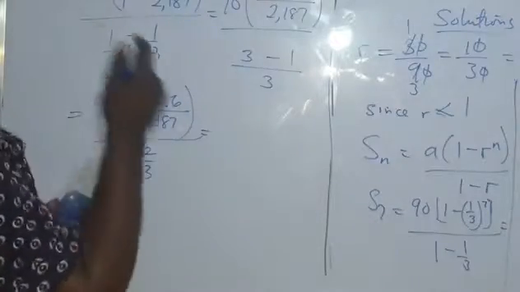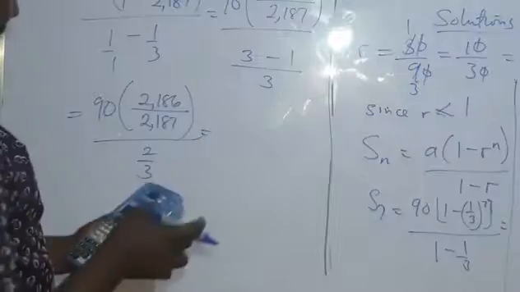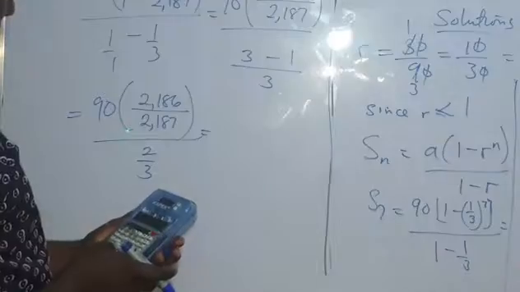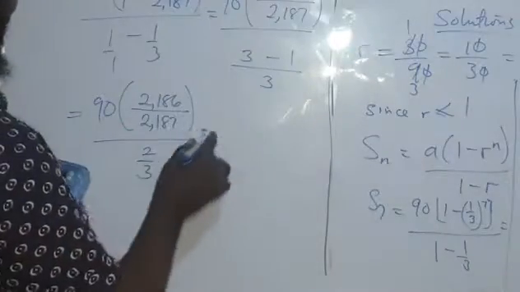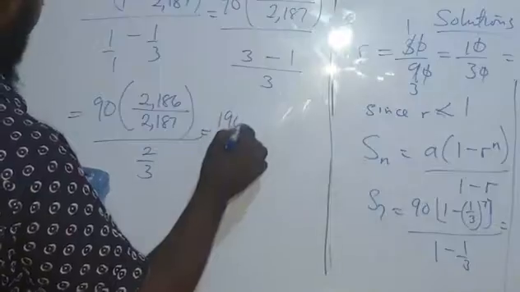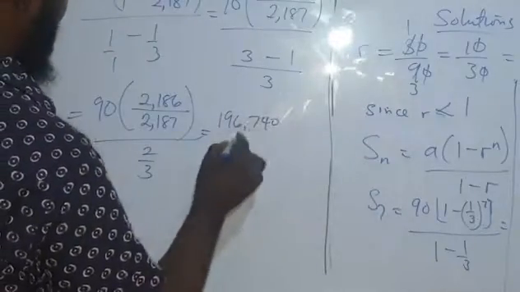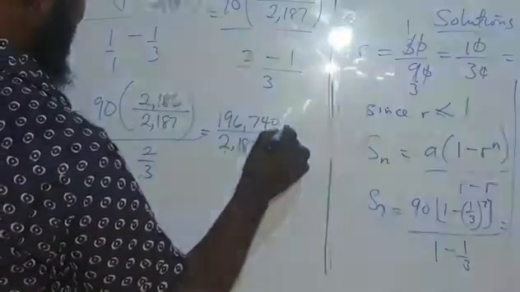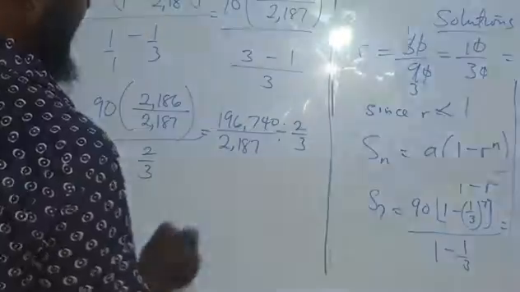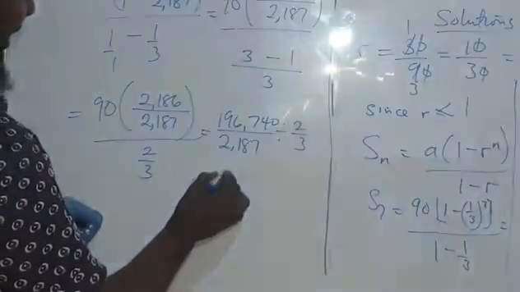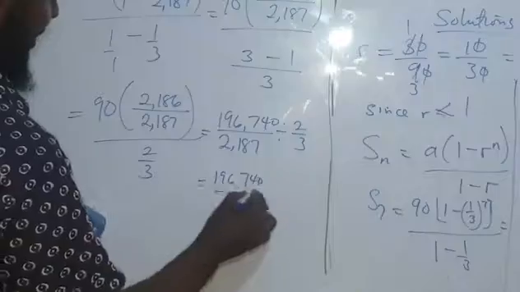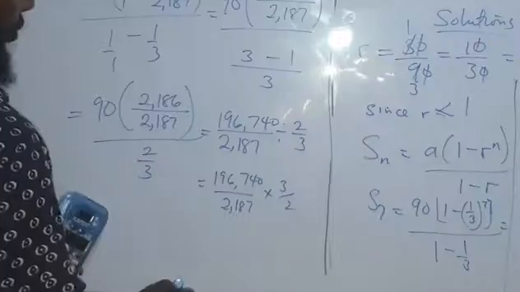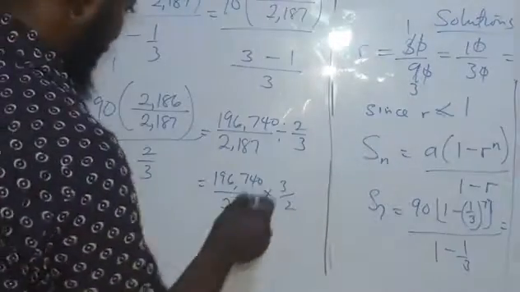Okay, so what we're going to do is this. Let's multiply this by this. So 90 times 2,186 gives us 196,740 divided by 2,187 divided by 2 over 3. What it means is this will give us 196,740 divided by 2,187 times 3 over 2. So we can then check if 2 can go and 3 can go.